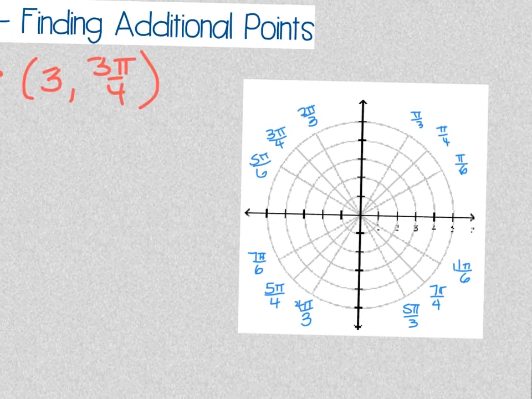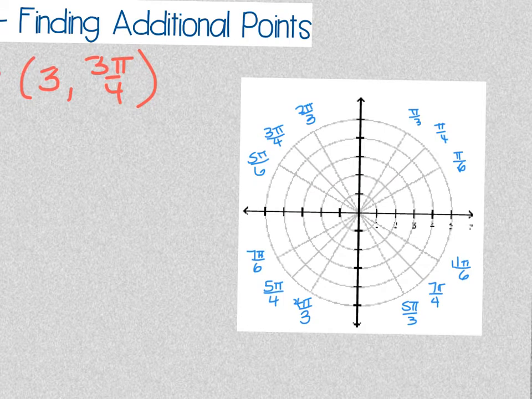So if I have 3 and 3 pi over 4, then I'm going to positive 3 pi over 4, which is around here. I would go along this line, and if it's 3, I'm counting out 1, 2, 3 to the third ring, and that's my polar point.